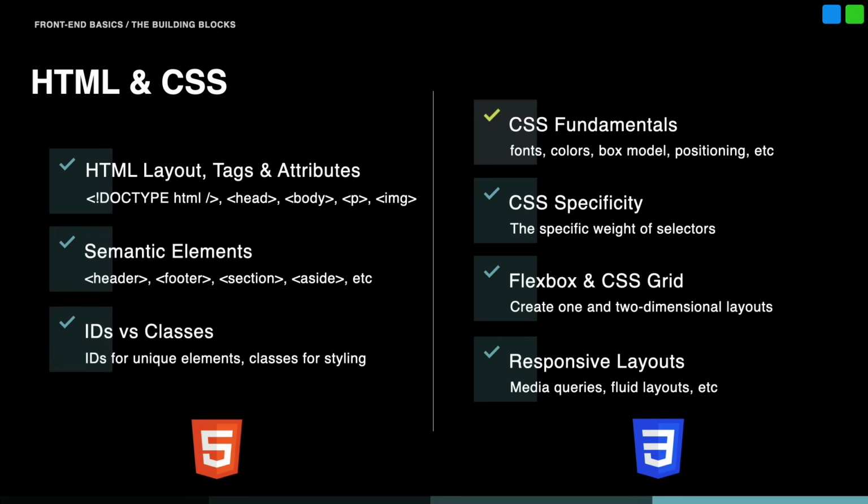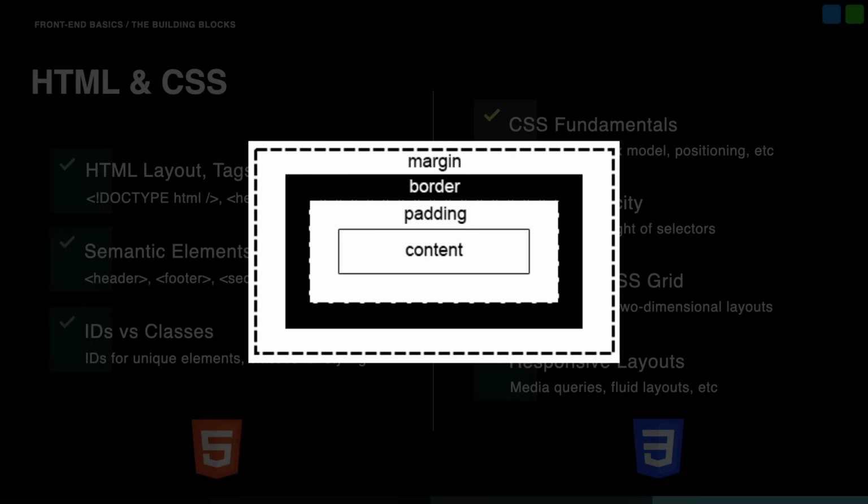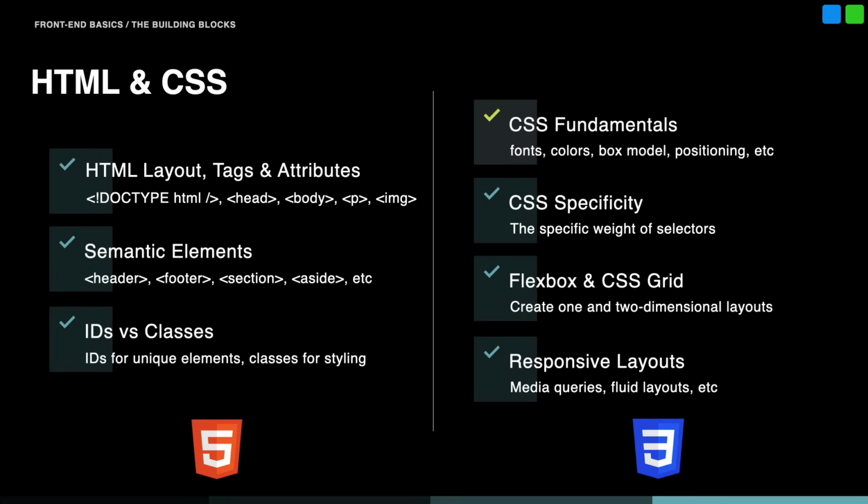So start with the fundamentals of CSS. This is going to include things like font styles, colors, margin and padding, positioning. You want to get familiar with the box model, which is the concept that every HTML element is considered a rectangular box that contains content. And this will include the border, the padding, the margin, and so on. And understanding the box model is essential for controlling layout and spacing of your elements.